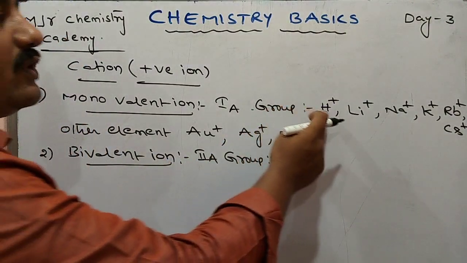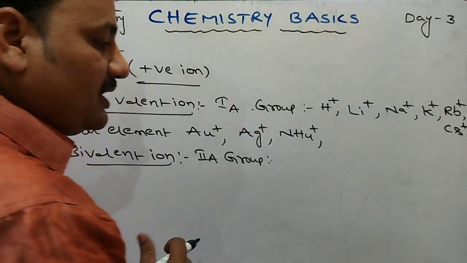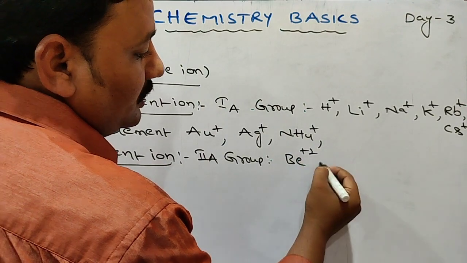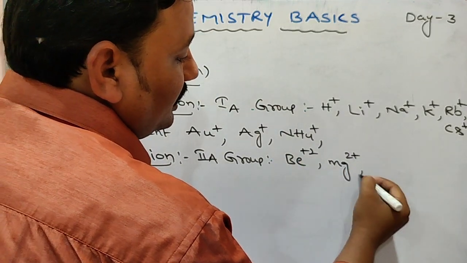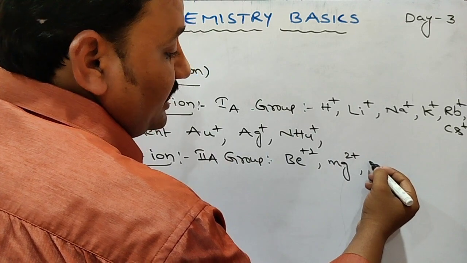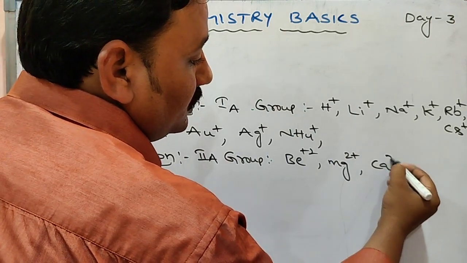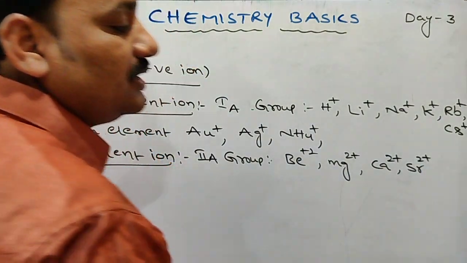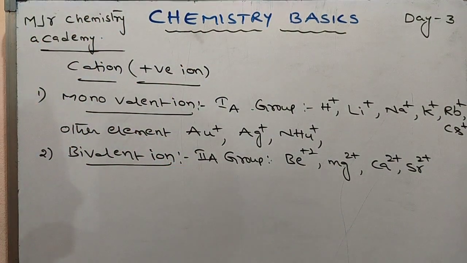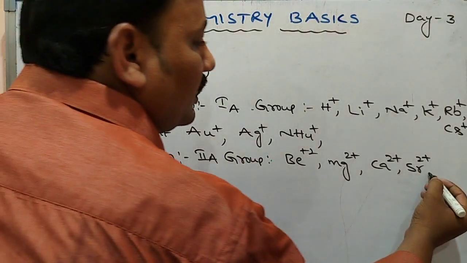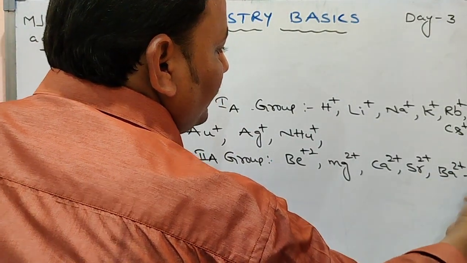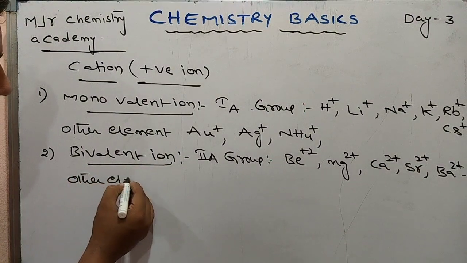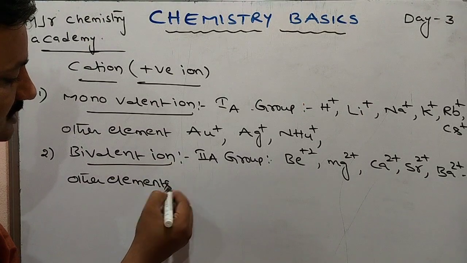1A group elements lose 1 electron to get stability like noble gases. What are the second group elements? Beryllium 2 plus, magnesium 2 plus, calcium, strontium, barium, radium. Radium is a radioactive, unstable element. There are also other bivalent elements.